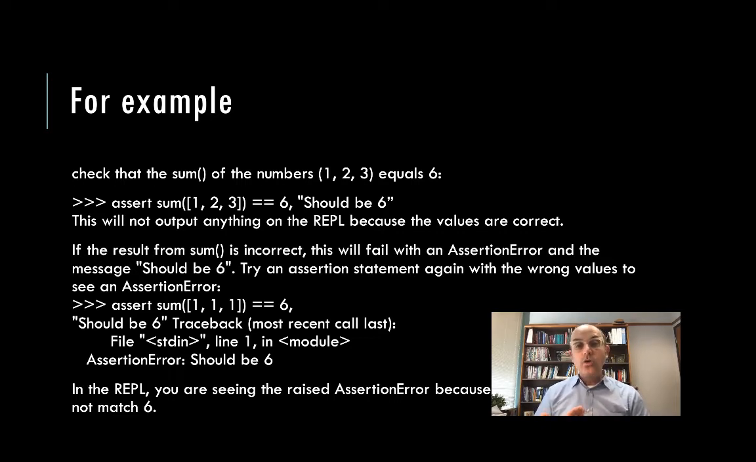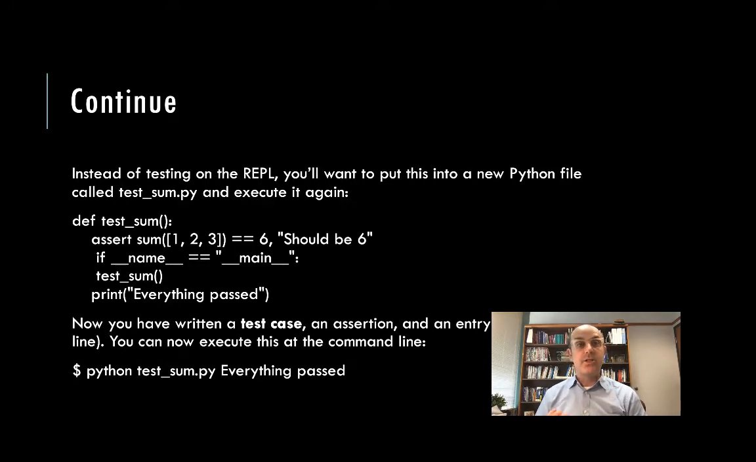So what we are going to do is trigger an assertion error: we try the assertion again with the wrong value, and it will show the traceback with the file and the line, and it will give you the assertion error. This is how we test to see where the error is in our code or in our data, because in this case it does not match 6.